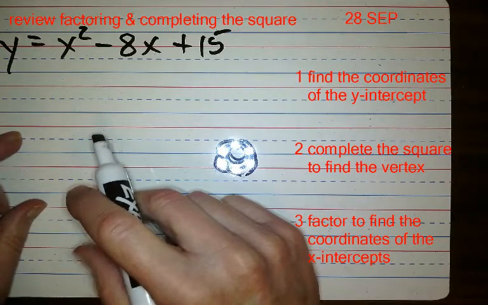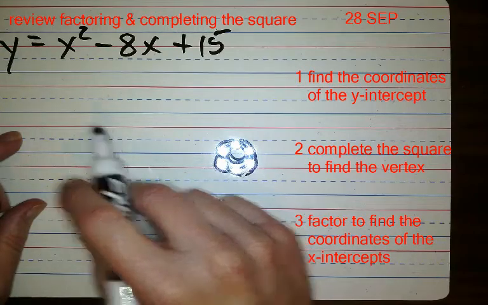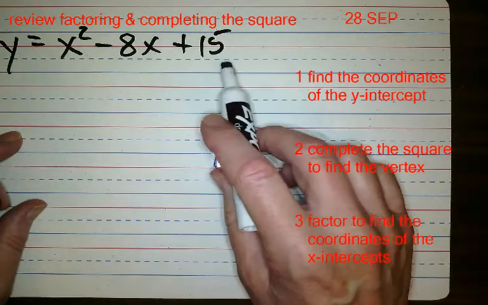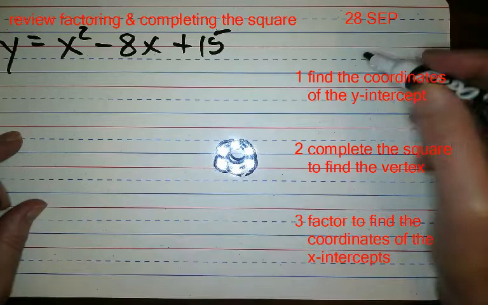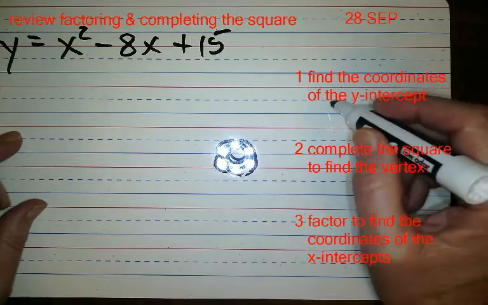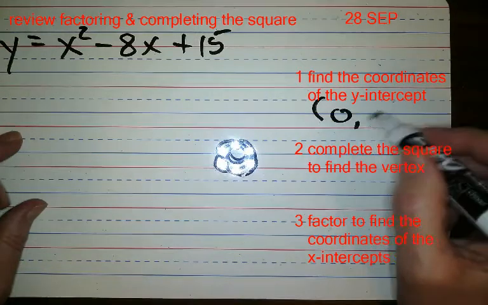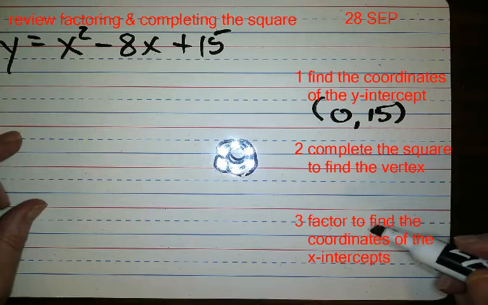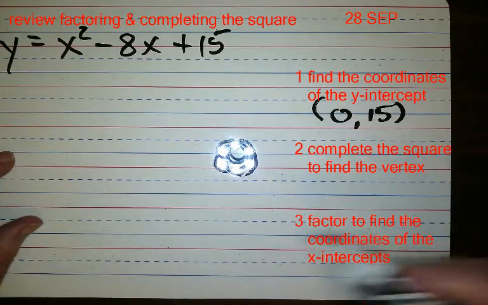So the first thing is, what is the y-intercept? Now you're supposed to know that because in all of these things, the last number is the y-intercept. So we're going to say, what are the coordinates of the y-intercept? Well, that's easy. It's (0, 15). That's the y-intercept. Done with step 1. Yay! Step 2. Complete the square and find the vertex.